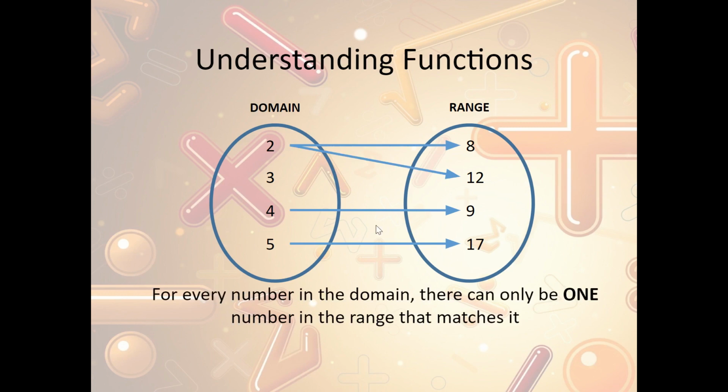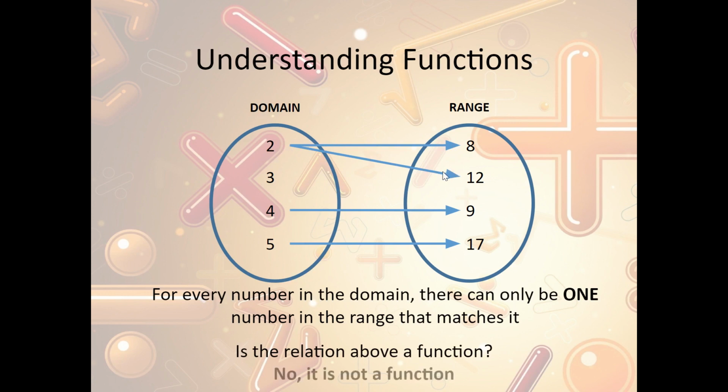Let's look at another example. We have a domain here. And notice now, the question is: is this a function? We have the domain here and the range here. And notice 2 is mapped to both 8 and 12. So therefore, this is not a function, because 2 is mapped to two different places.